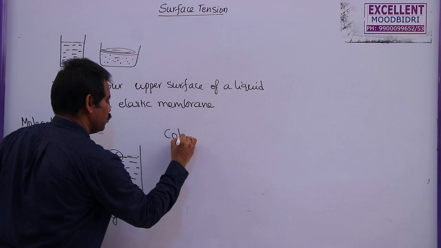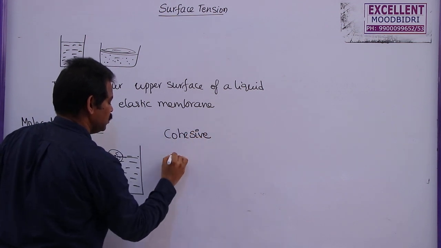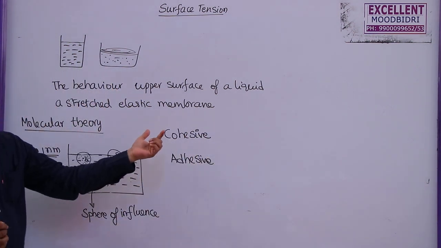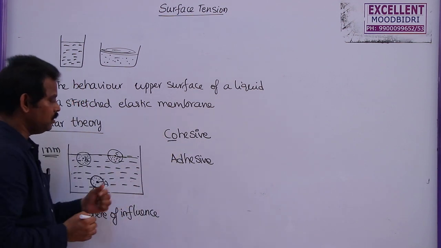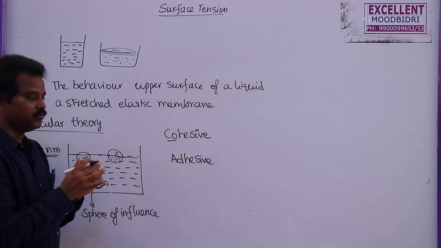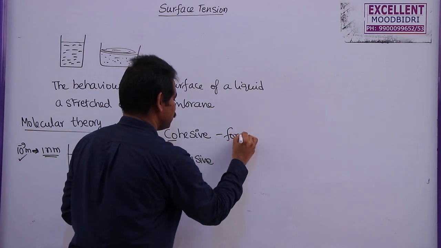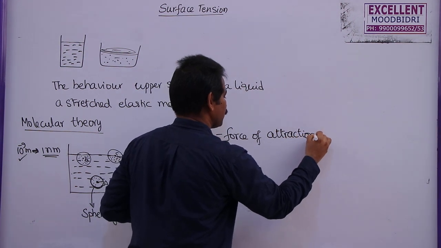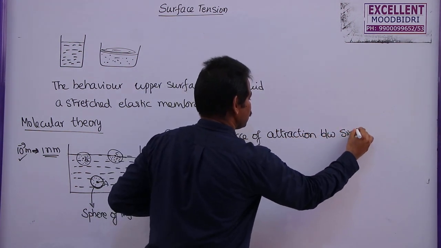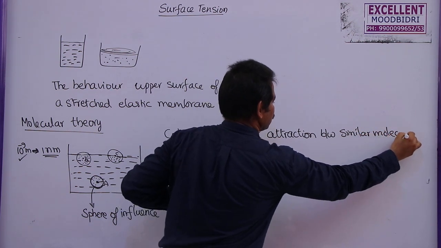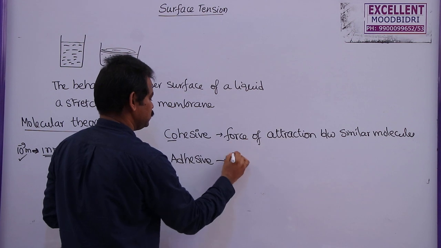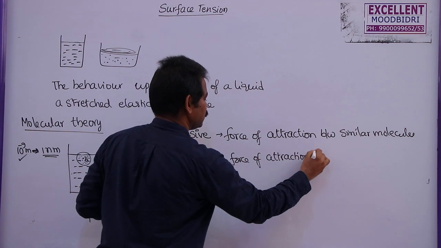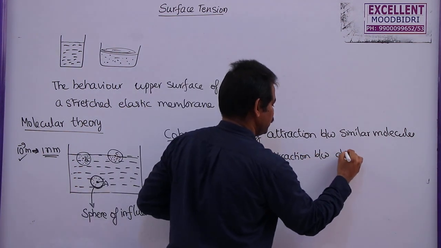One is cohesive force. The second one is adhesive force. So what is this cohesive? Just like the term colleague, cohesive means the force of attraction between similar molecules. And adhesive is the force of attraction between dissimilar molecules.